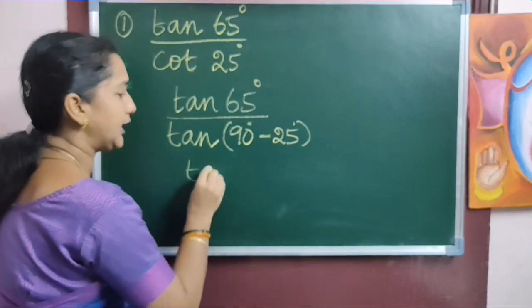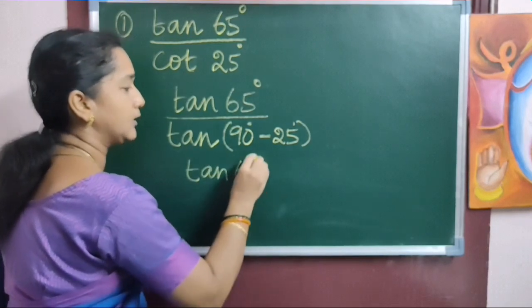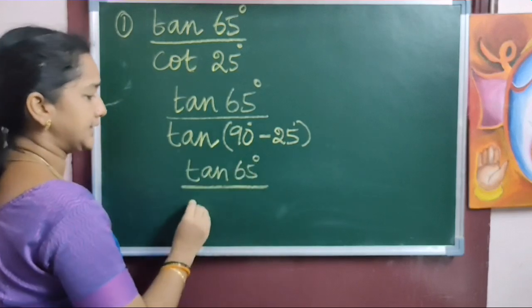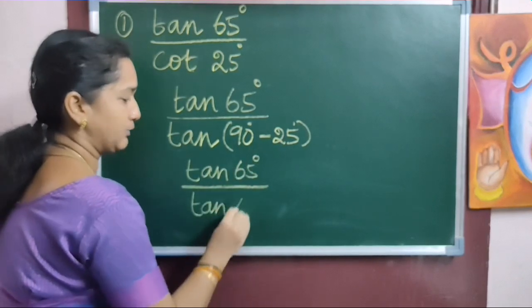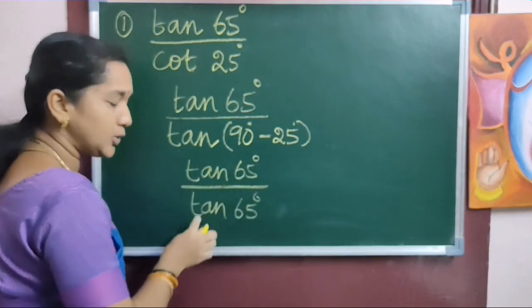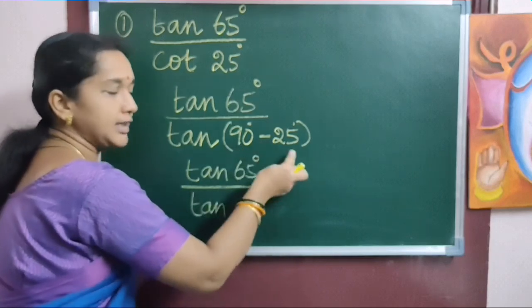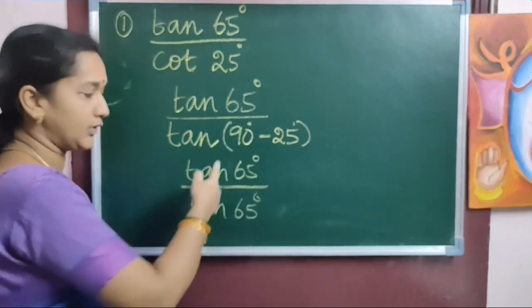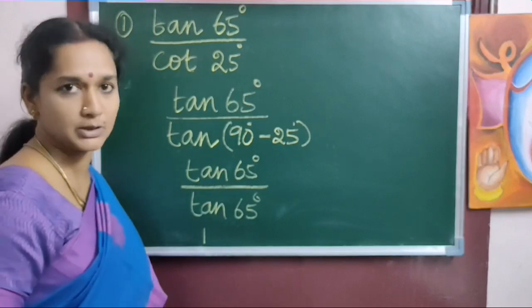So the next step will be tan 65 degree by tan 65 degree. Tan you write as it is, and you subtract 90 minus 25 to get 65 degree. When you simplify this, you will get the answer as 1.